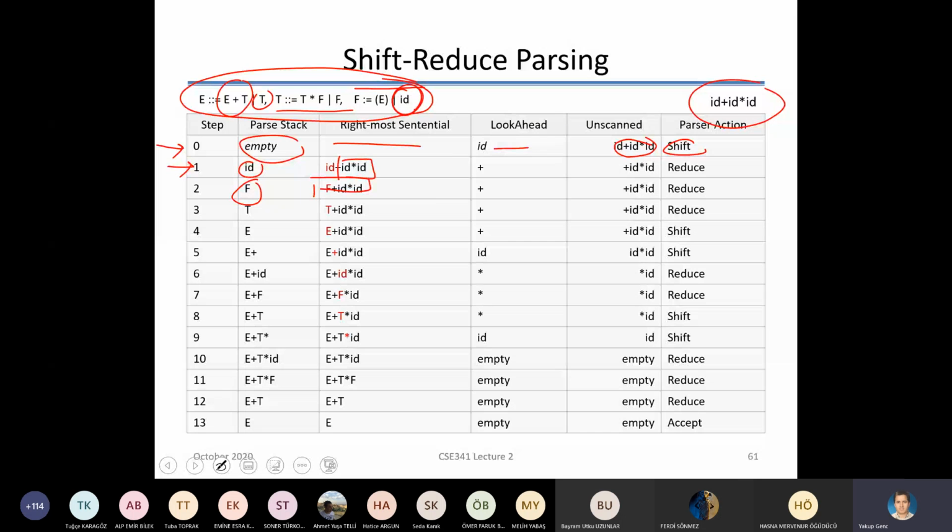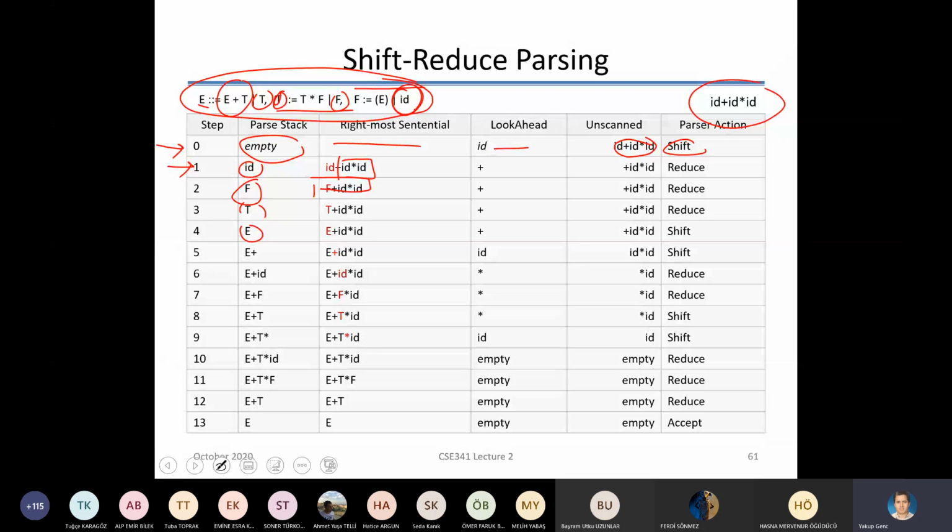Can I still do a reduce? Yes, because F goes to T. So this is this one. Can I still do a reduce? Yes, T goes to E. So this is the fourth step. Now, at this stage, I don't have anything that can be replaced by the right-hand side, meaning E plus something. E plus T, no. Look at this one, you have E plus T.